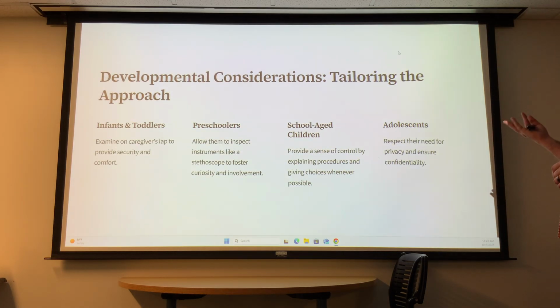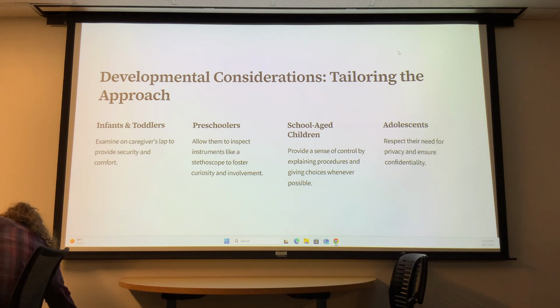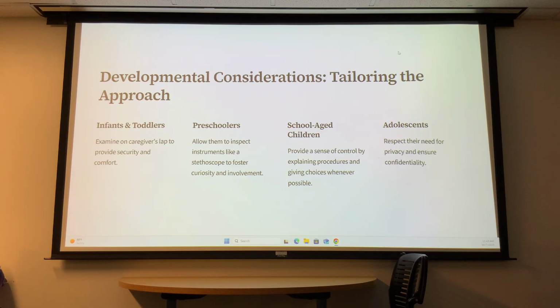We could have already talked about this, but your developmental considerations, tailoring your approach. So again, how old is your kid? How are you going to approach them? You're going to adjust that based on their age and their developmental level. If we've got an adolescent who's at the developmental level of a 5-year-old, you're going to adjust your approach to that of a 5-year-old and not of an adolescent, because that's where they're at, and you're meeting them at their level. Cool?